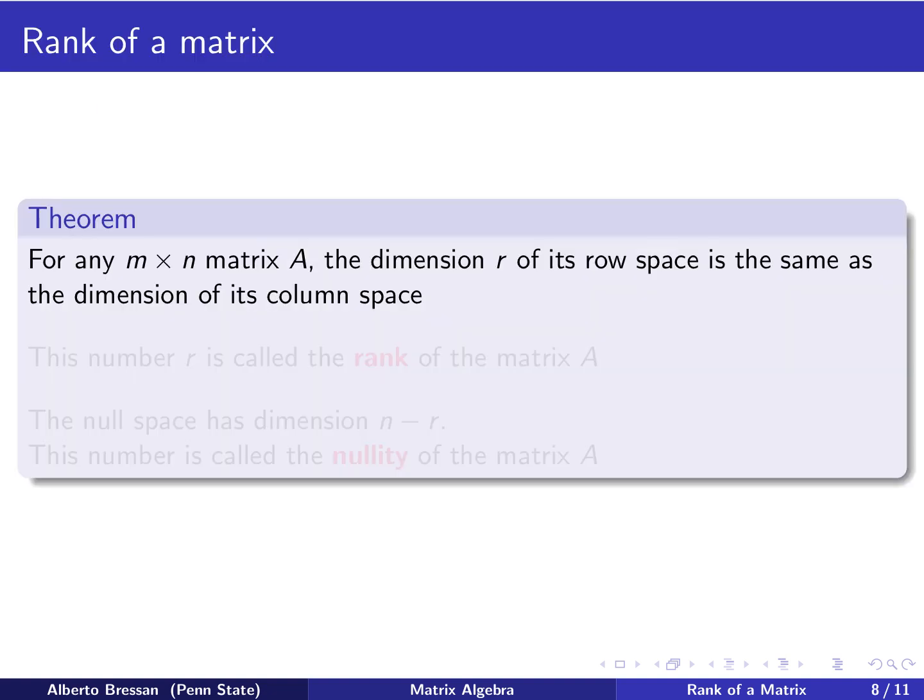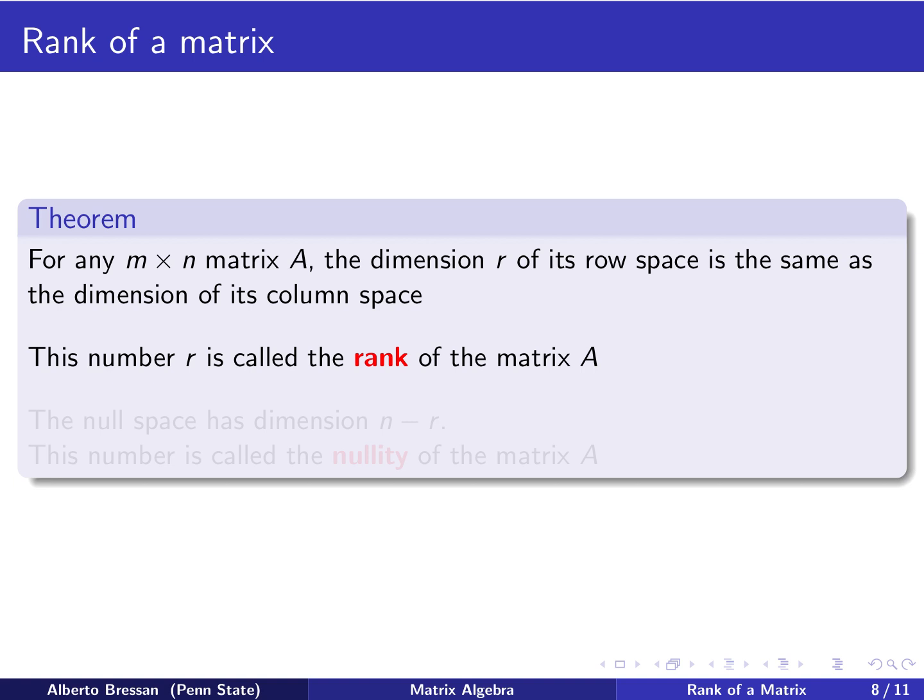Okay, so now we need to use this to define the concept called the rank of a matrix. Let's go through a theorem first. For any m by n matrix, we call it A, we can consider its row space, and we can consider its column space, and each space will have a dimension. The theorem says that the dimension r of the row space is the same as the dimension of the column space.